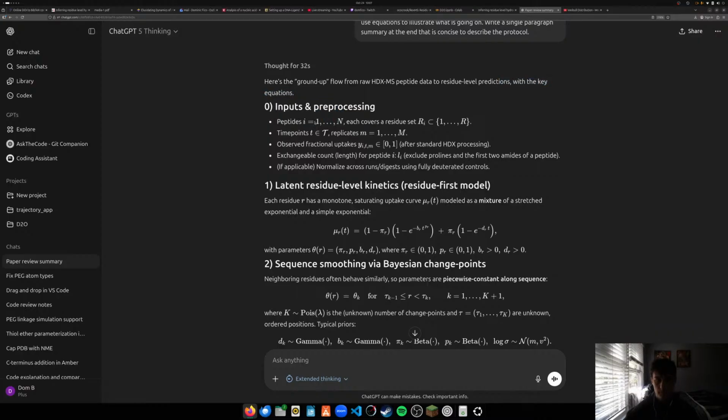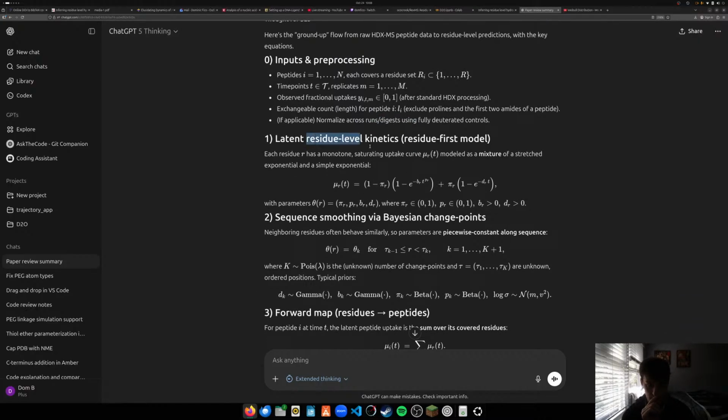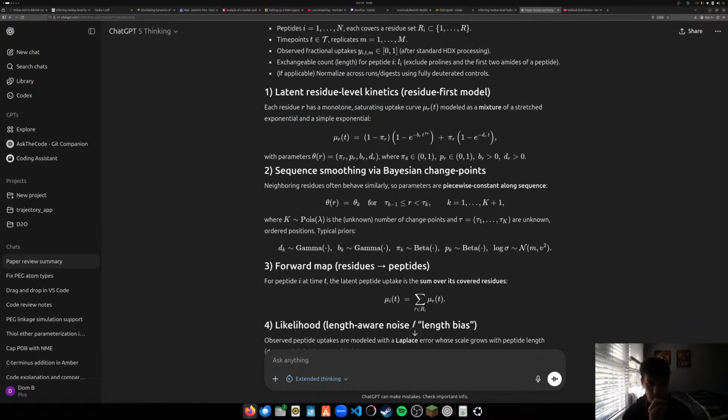Okay. Peptides i, 1 to n, each covers a residue. Okay, time points, replicates 1 through m, observed fraction uptake, yeah, exchange count, sure. If applicable, normalize across runs using fully deuterated controls. Okay, latent residue level kinetics, residue first model. Each residue has a monotone saturating uptake, so a mix of stretched exponential and single exponential form. Okay.